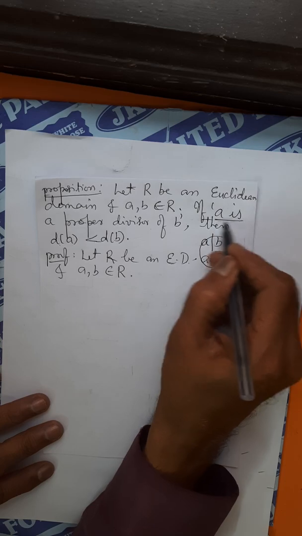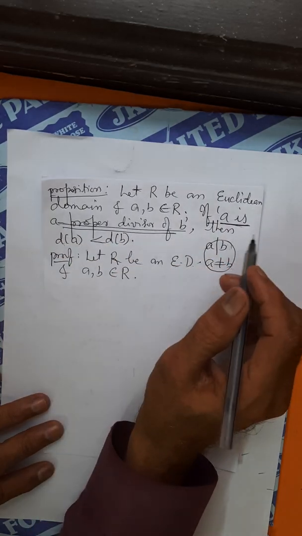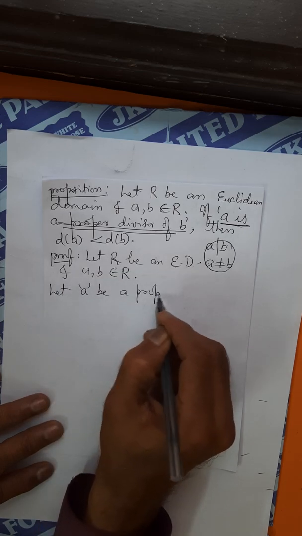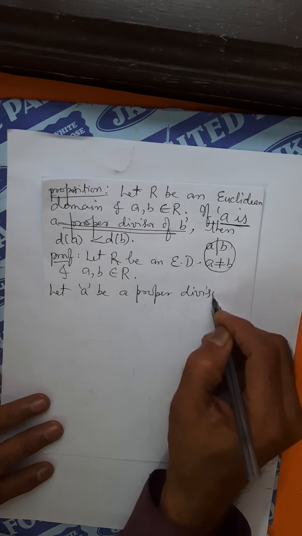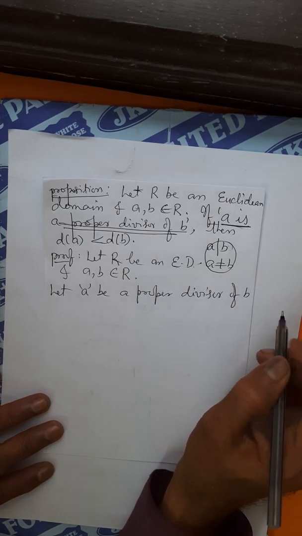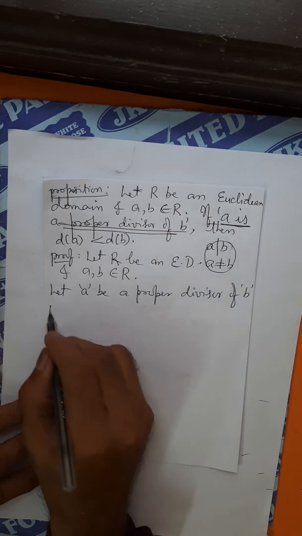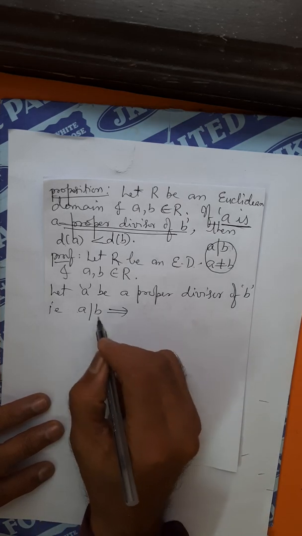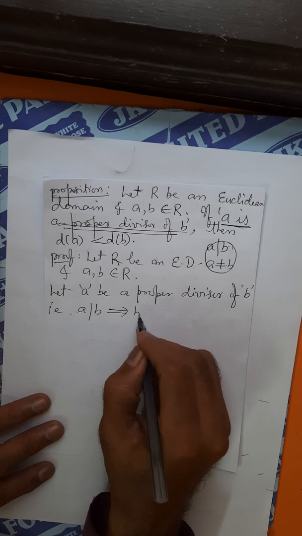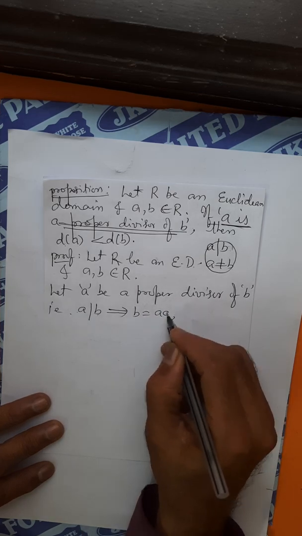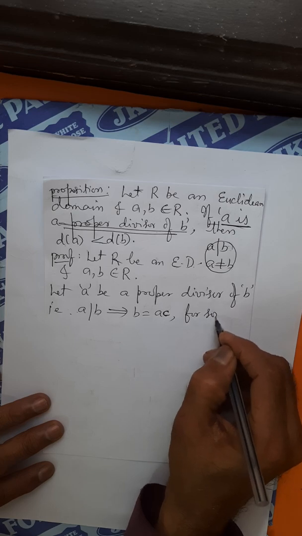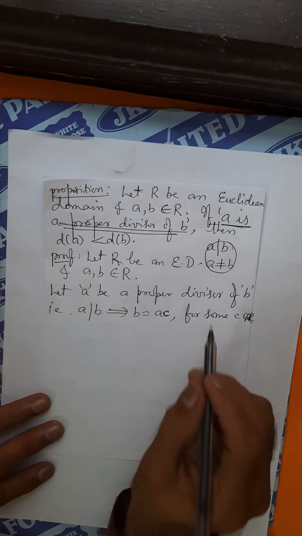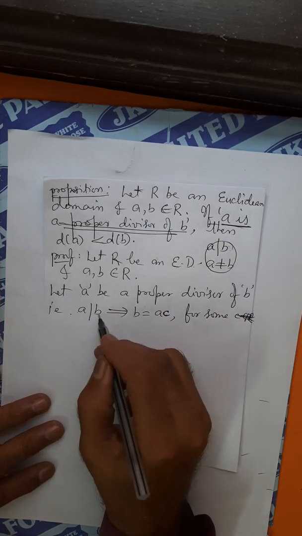Next, assume that A is a proper divisor of B. That is, A divides B, but A is not equal to B. You know the definition of divisibility: A divides B means B is equal to AC for some C belongs to R.